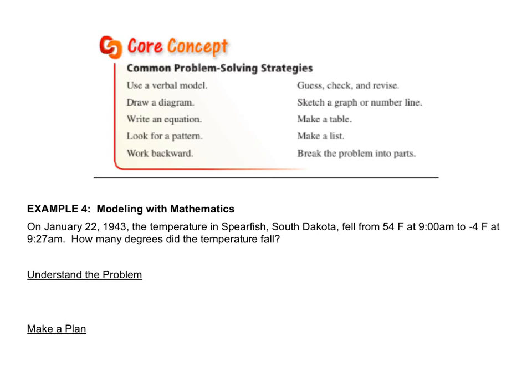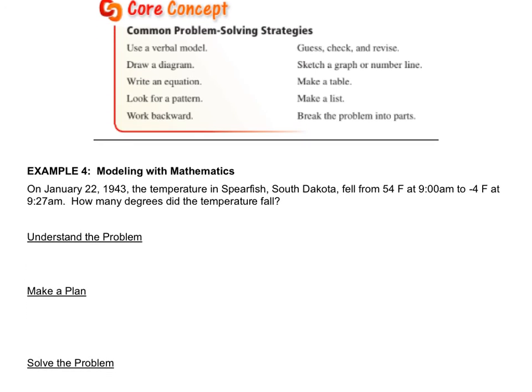Example 4. On January 22nd, 1943, the temperature in Spearfish, South Dakota fell from 54 degrees Fahrenheit at 9 a.m. to negative 4 degrees Fahrenheit at 9:27 a.m. How many degrees did the temperature fall? So that's very specific in terms of the time. It doesn't say anything about the rate. It actually just wants to know how many degrees the temperature went down. So the time is really irrelevant to the story, how long it took. They just want to know how many degrees it went down.